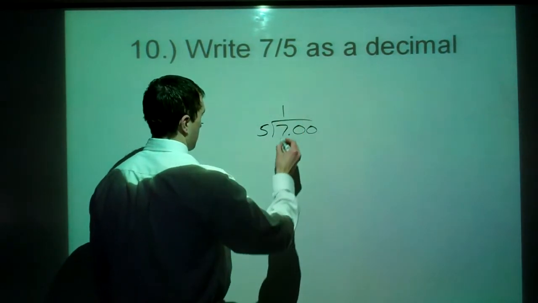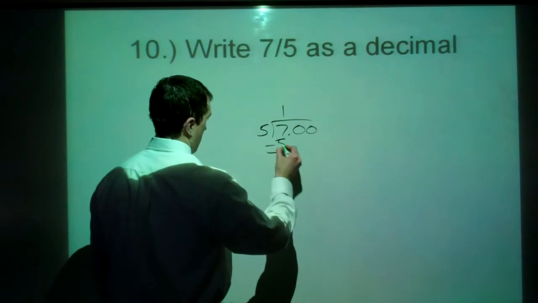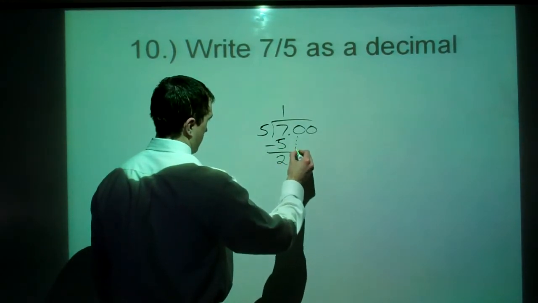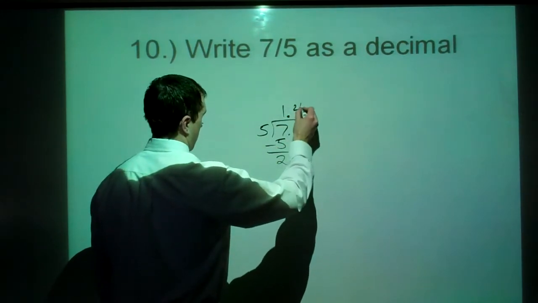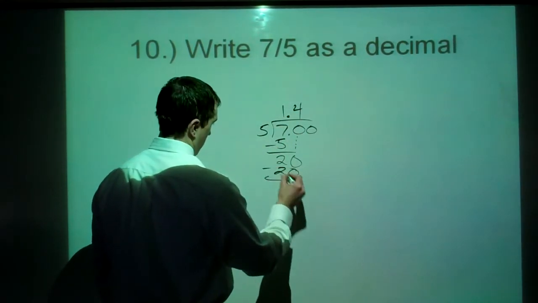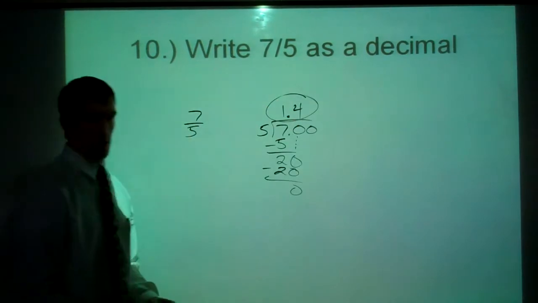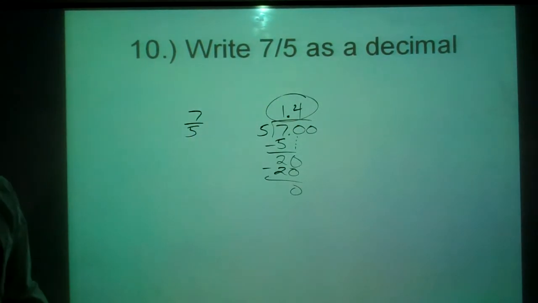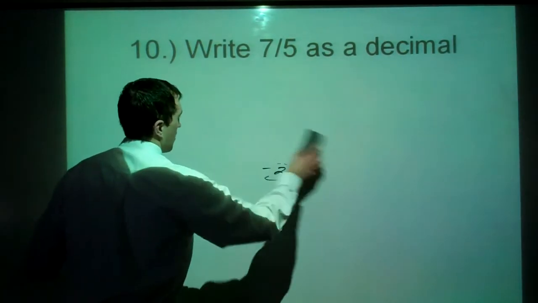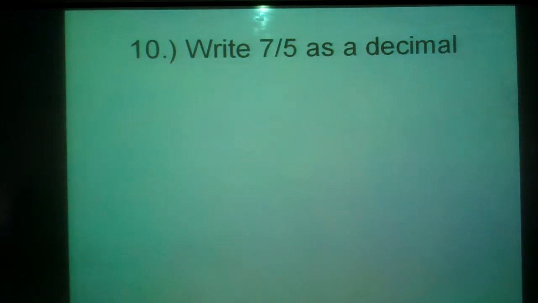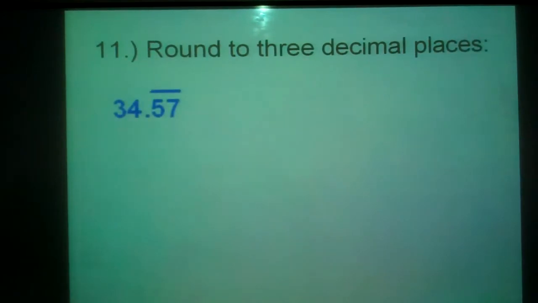5 goes into 7 once, multiply, subtract, bring down our 0, add decimals, goes straight up. 5 goes into 20 four times, evenly, remainder of 0, 1.4 for our answer. And just a reminder that if you forget how to do that, I have a poster that shows us how to do that. And you can look at that tomorrow. A lot of us did go over this one.